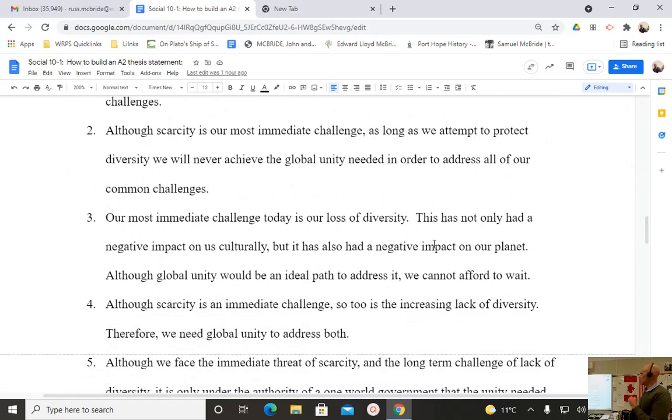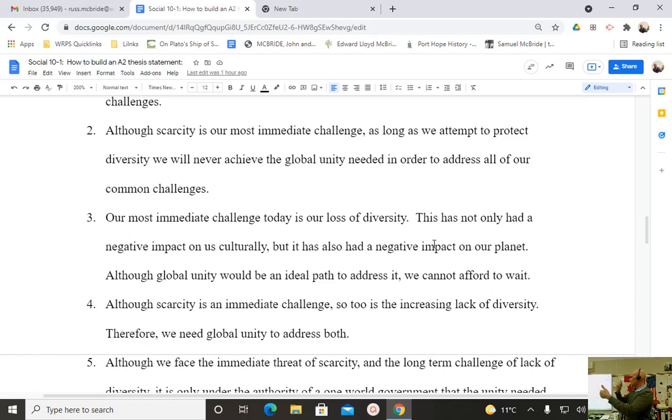Our most immediate challenge today is our loss of diversity. This has not only had a negative impact on us culturally, but it has also had a negative impact on our planet. Although global unity would be an ideal path to address it, we cannot afford to wait. So there's a thesis statement that is a response to the big rocks of the source and gives us many body paragraphs. Most immediate challenge, loss of diversity. That's body paragraph 1.